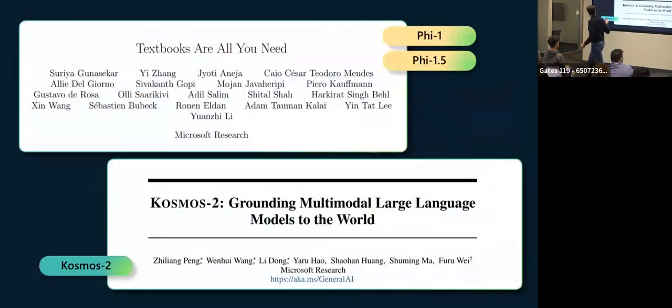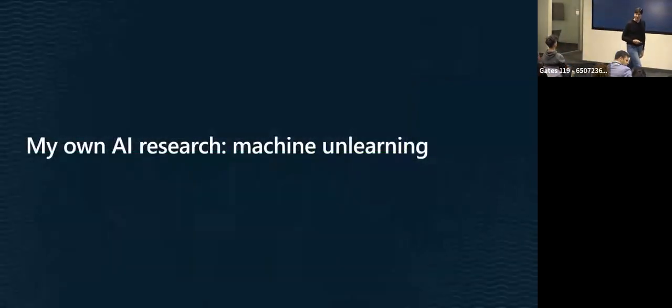Now, and by the way, here's the two papers you can read. The most recent one on the Phi 2 model, textbooks are all you need. Phi 1 and Phi 1.5 models, textbooks are all you need, and the paper there on the Cosmos model. I'll make these slides available afterwards, so you don't have to take pictures if you don't want.